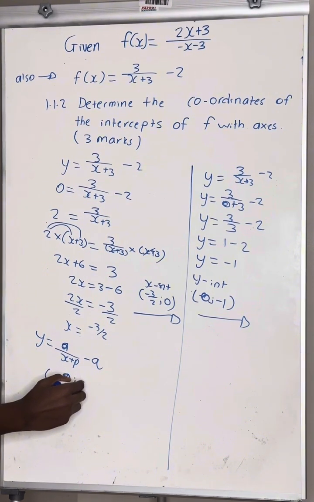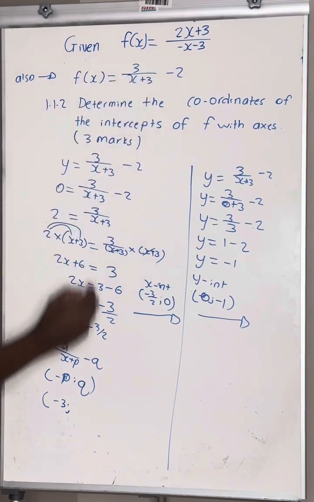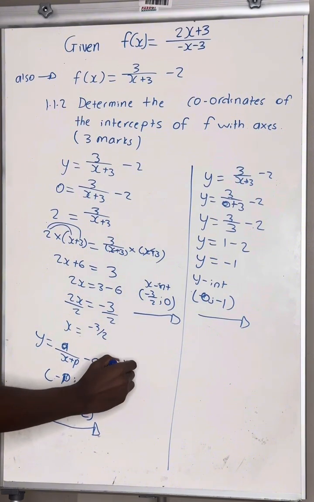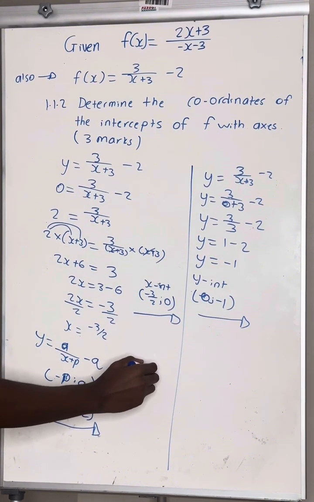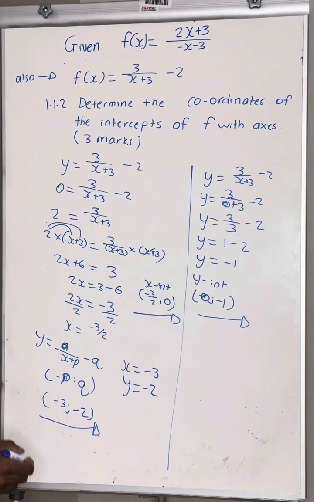and q. Okay? And then from there we can see that there's a positive 3 over here and there's a negative here. So it's going to change the sign over here, so it's going to be negative 3 and this negative 2 will remain as it is, so minus 2. So these are the coordinates of the axes of symmetry. Or you can say x is equal to negative 3, y is equal to negative 2.